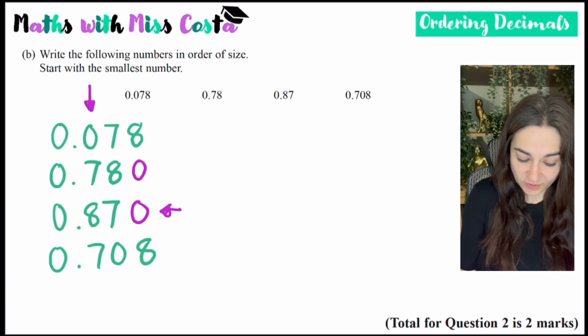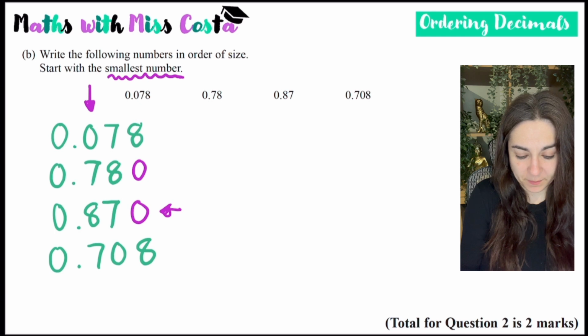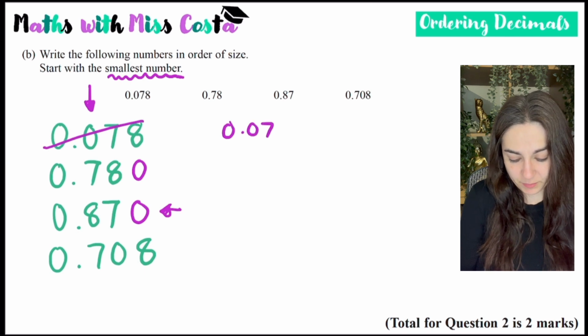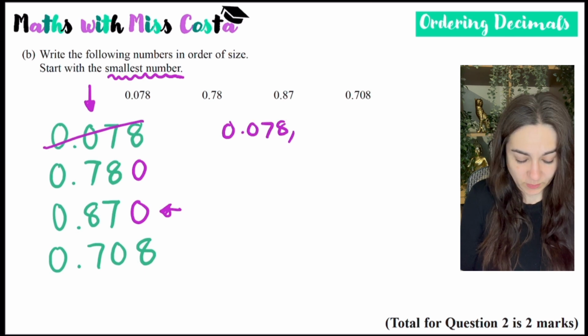That is the 10th column, and that has the biggest place value. So I need to start with the smallest number. I know that the smallest place value would be the one with a 0. So 0.078 is the smallest number.